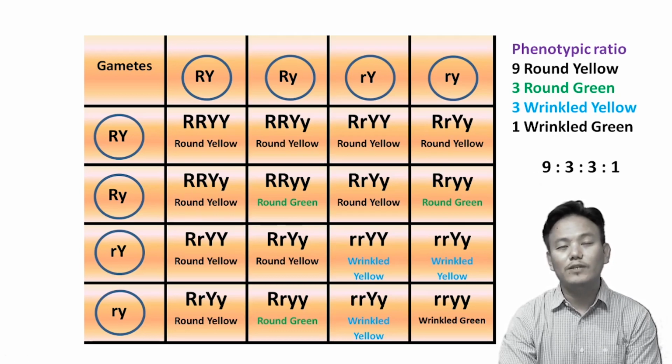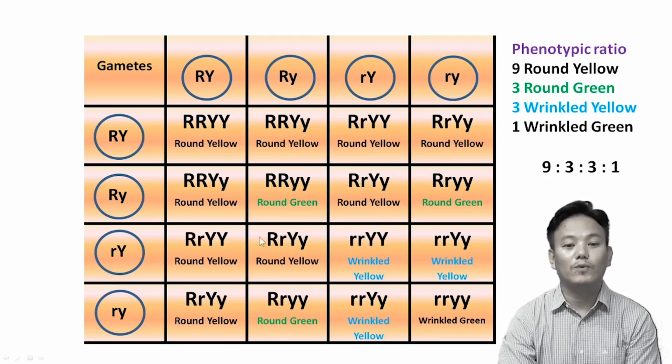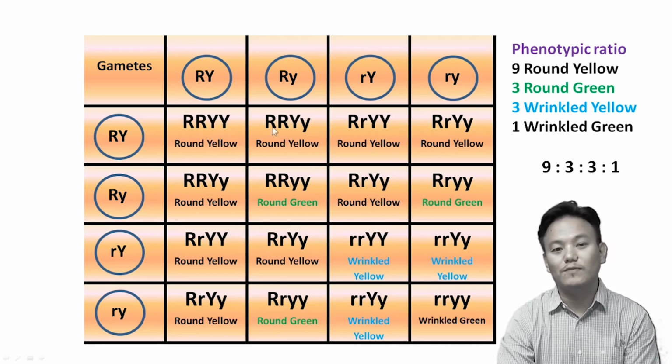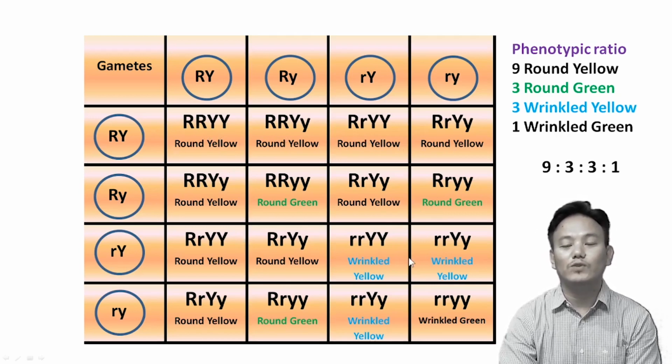Okay, so in your textbook they have also asked you how many different types of genotypes are there. How many different kinds of genotypes are there in the F2 generation in a dihybrid cross? That you have to find out on your own. You have to search for the answer through the internet, or you can count how many different kinds of genotypes are there in the F2 generation.